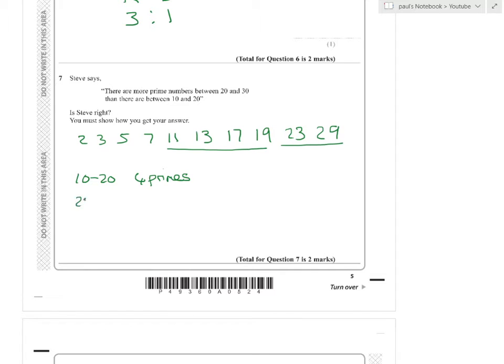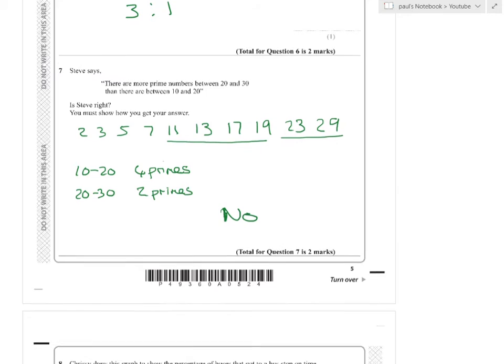Between 20 and 30 there are 2 primes. So is Steve right? There are more prime numbers between 20 and 30. No, Steve's not right, is he? Steve's not right. What question was that? That was question 7. So no, he's not right.